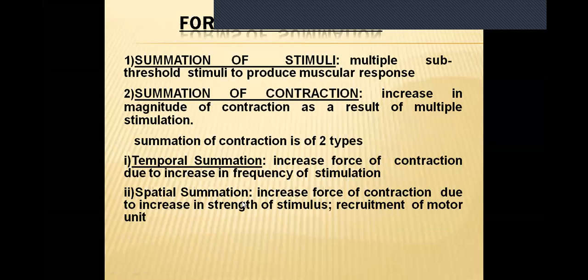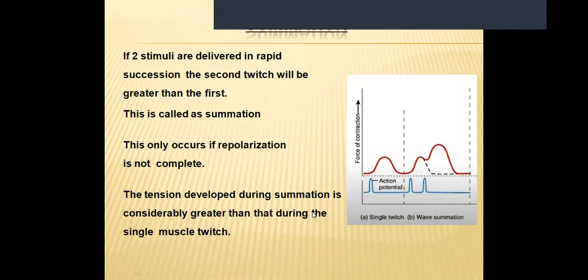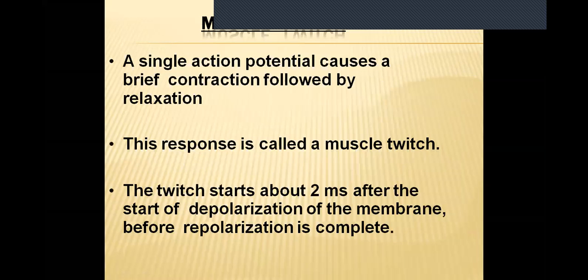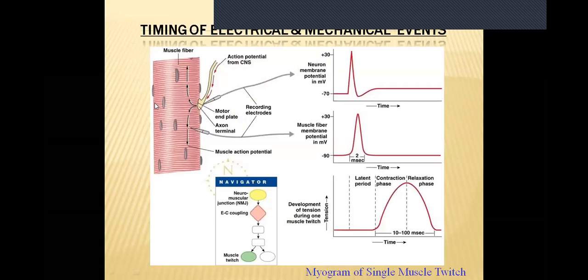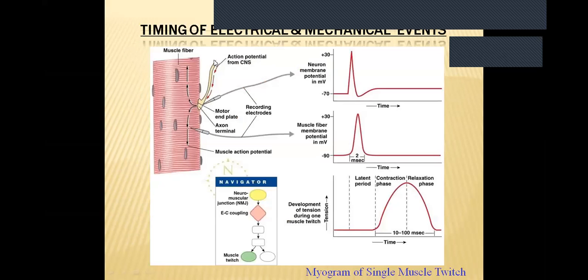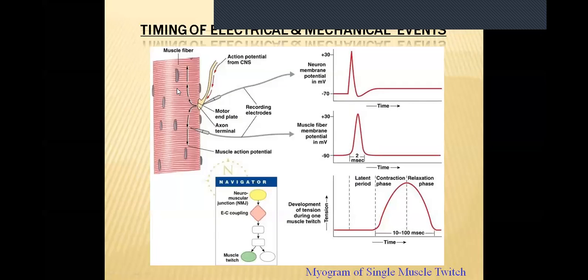And the second one is spatial summation. In spatial summation, what will happen? All the stimuli will be given at the same time, but to different motor units, as we have seen in the first slide. What is a motor unit? A motor unit is a single nerve fiber connected to its muscle fibers. Like this, in our fascicles, in our muscles, we have many motor units. If all the motor units are stimulated at the same time, all the muscle fibers will contract at the same time.